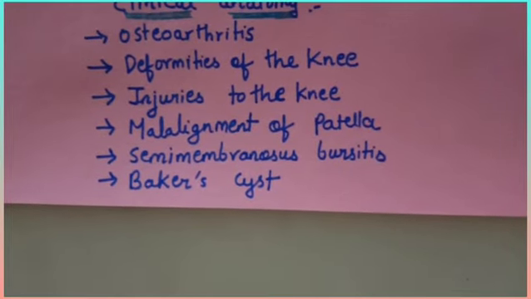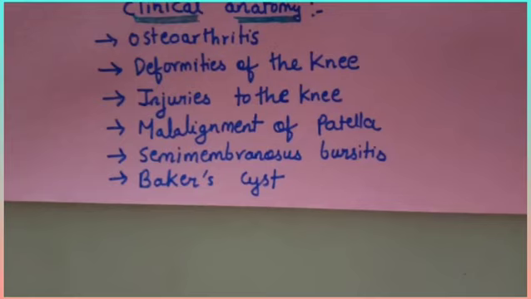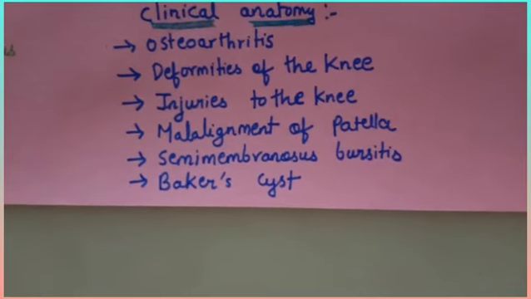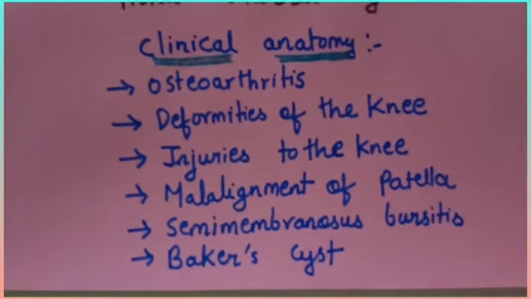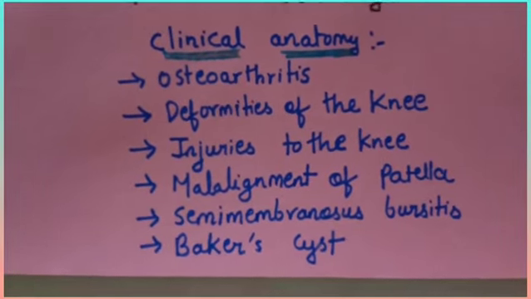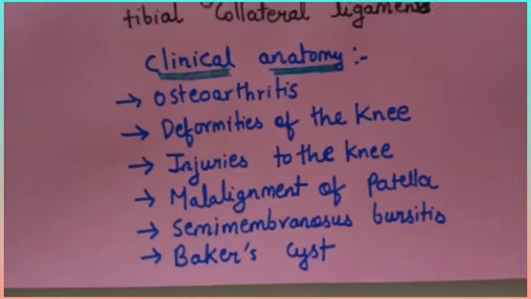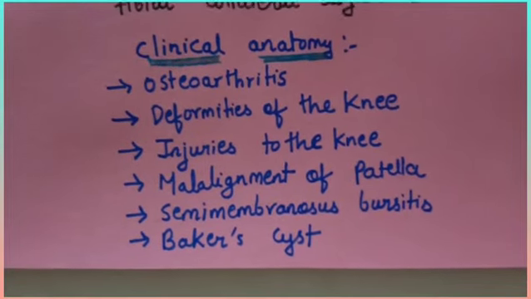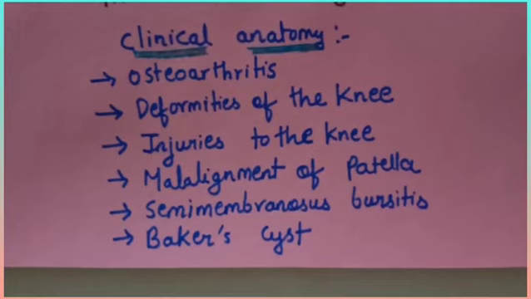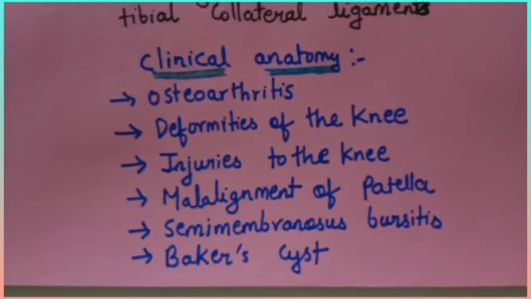Semimembranosus bursitis. It is very common. It causes swelling in the popliteal fossa region on the posterior medial aspect. Now, Baker's cyst. It is a central swelling that occurs due to osteoarthritis at knee joint. The synovial membrane protrudes through a hole in the posterior part of the capsule of knee joint.